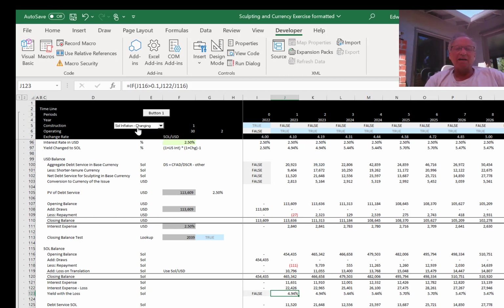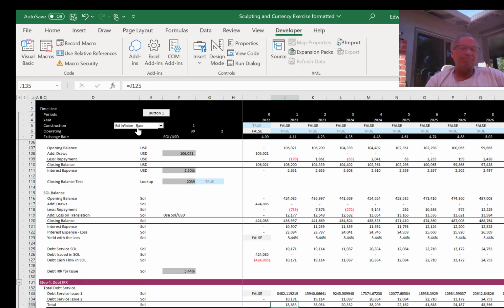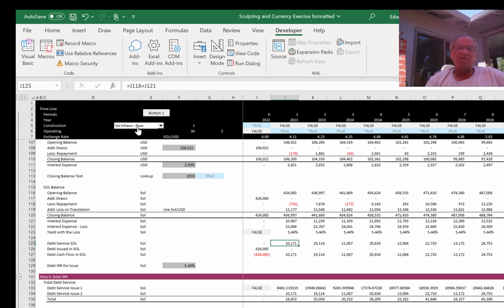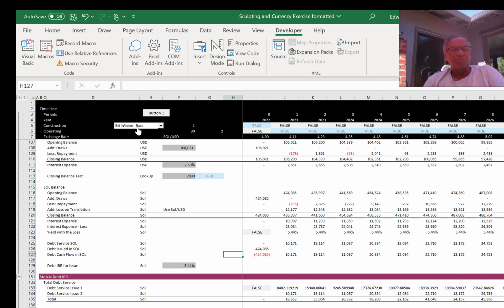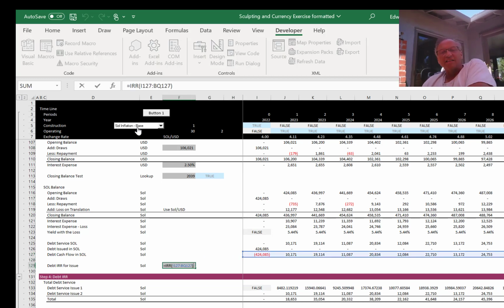Okay. And finally, you can put your debt service, which is your interest plus your principal repayment. That's just the cash flow that comes out of your pocket. You can compare that to the amount you issue, a debt issue you have in soles, and get a debt cash flow and get the debt IRR on that cash flow. And it again gives you exactly the same answer.